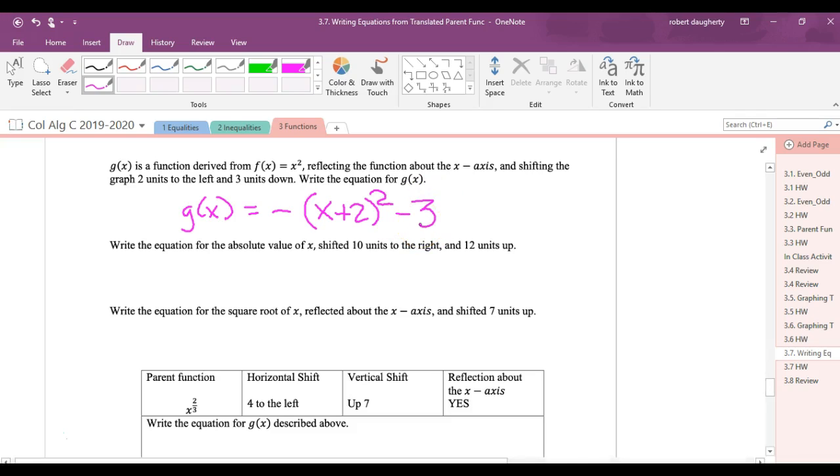And that's it. So here you did not have a graph. I gave you a function, f of x equal x squared, and I just described the translations. So it's pretty much a similar skill set that you have. Write the equation for the absolute value of x that is shifted 10 to the right and 12 up. How do I shift it 10 to the right? Minus 10. And how do I shift it 12 units up? Plus 12 on the outside of that. So that's the equation for the absolute value of x, 10 to the right, up 12.